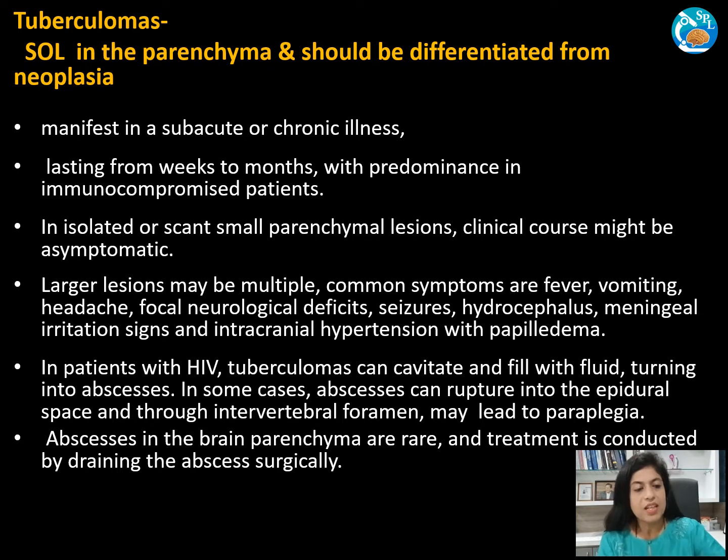Now, tuberculoma mainly presents as a space-occupying lesion in the brain parenchyma, and on imaging, it may mimic a glioma. So this tuberculoma may manifest as subacute or chronic illness lasting from weeks to months with predominance in immunocompromised patients. When the lesion is isolated or small in size, the clinical course may be asymptomatic. Larger lesions may be multiple, and these patients may present with fever, vomiting, headache, focal neurological deficits, seizures, hydrocephalus, meningeal irritation signs, and raised ICT with papilledema. In patients with HIV, these tuberculomas may cavitate and fill the cavity with fluid which turns into abscesses. And these abscesses may go through the intervertebral foramina leading to paraplegia.